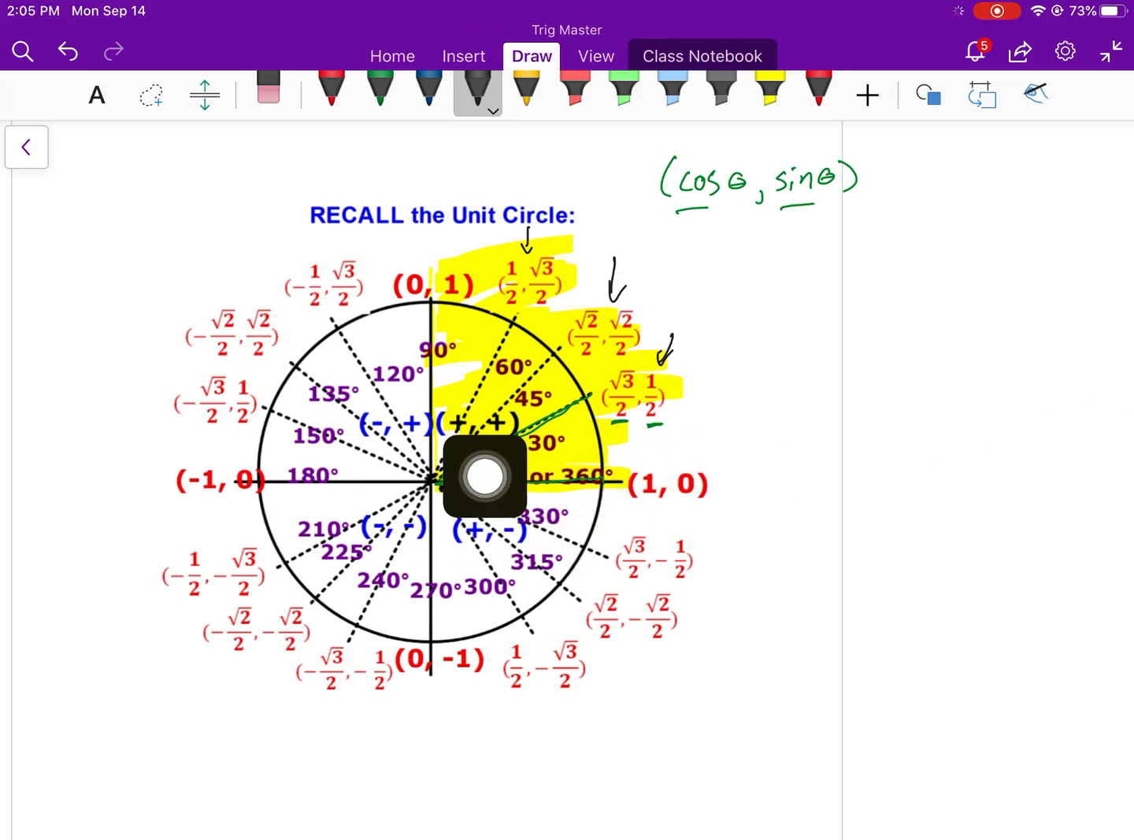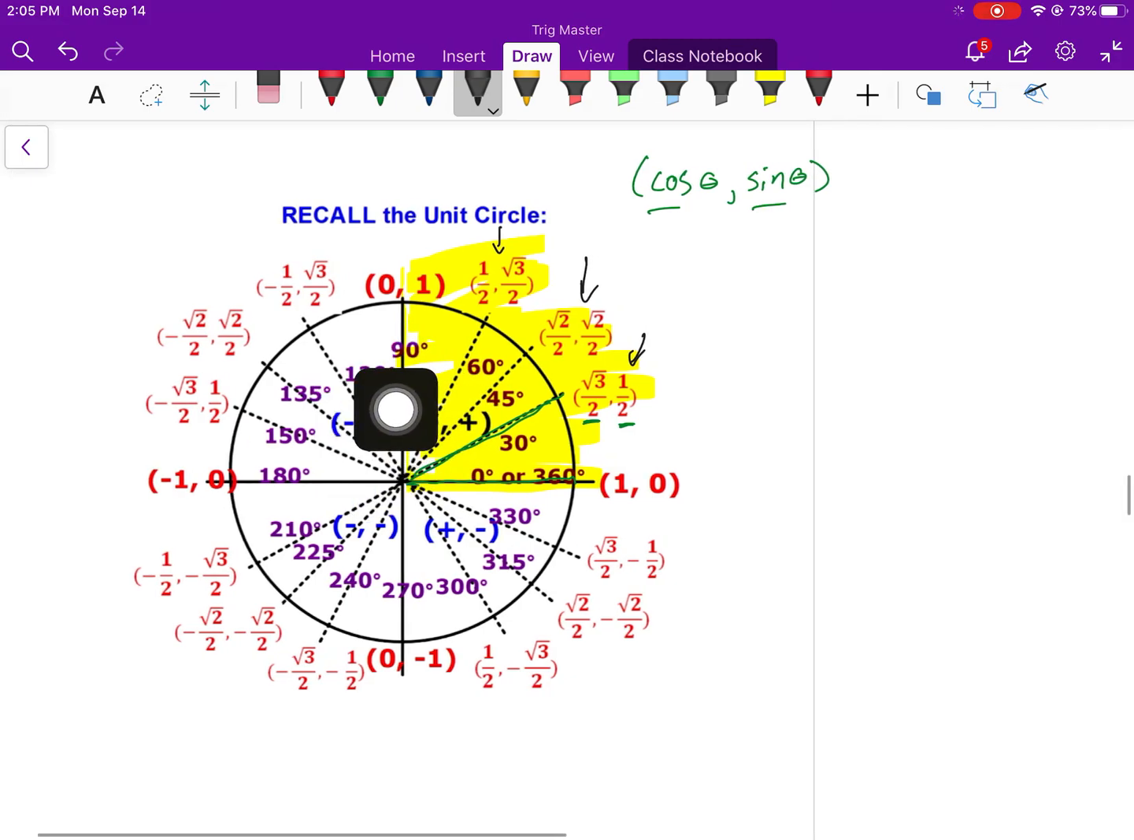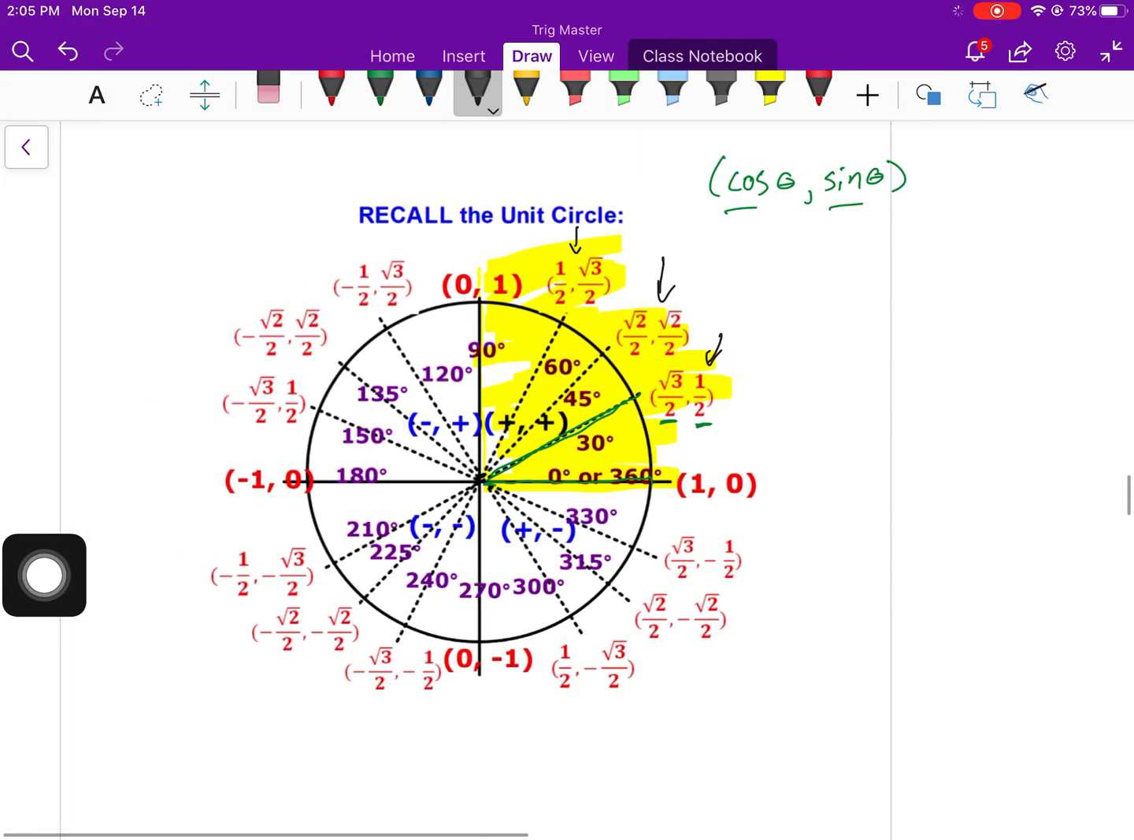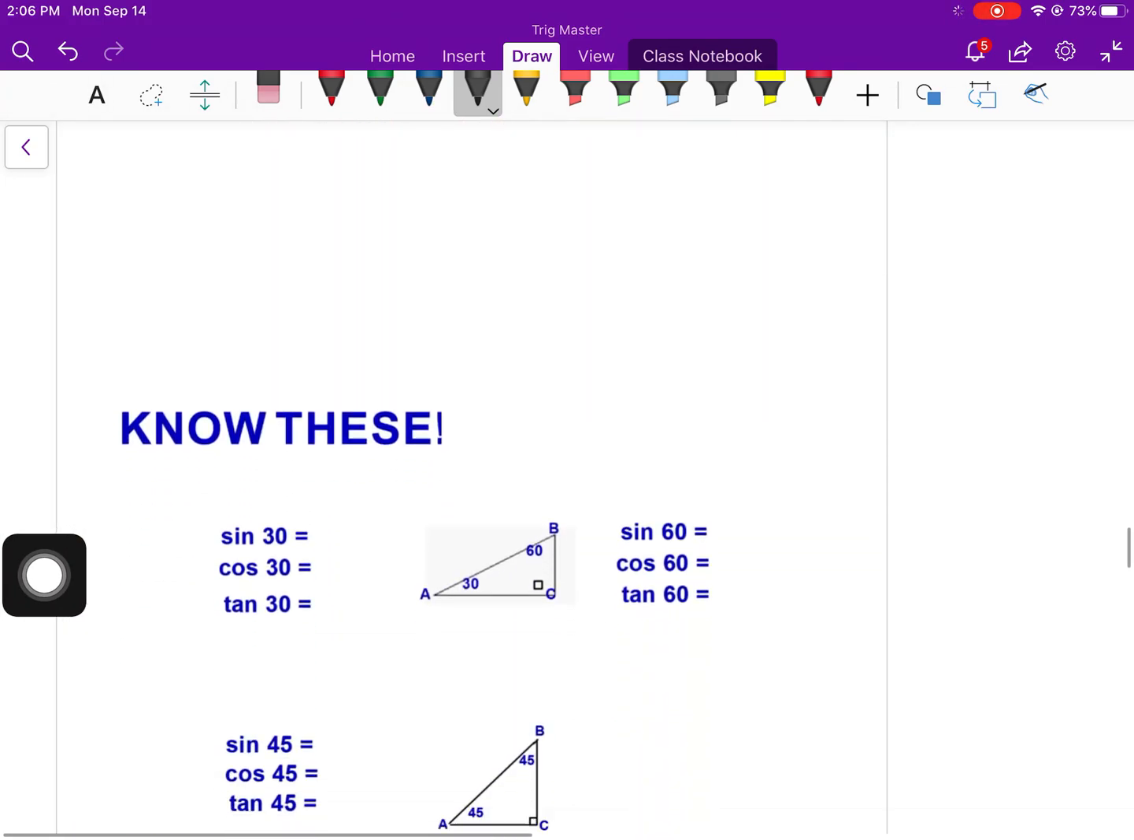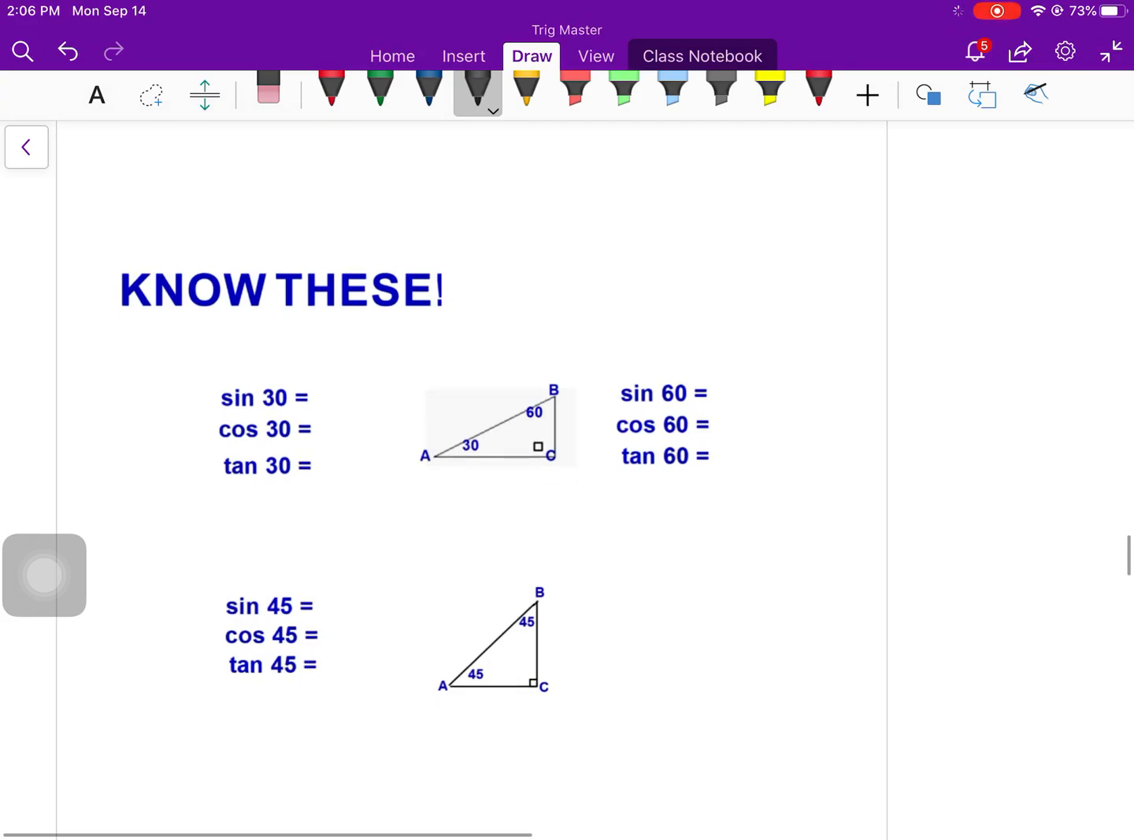And then I've talked previously about how in the first quadrant, everything's positive. Second quadrant, you've got a negative cosine, positive sine. Everything's negative, excluding tangent, I suppose. And then positive cosine, negative sine down there. Okay, so that's going to be very, very important for a lot of these problems. So these are things that you should just know.